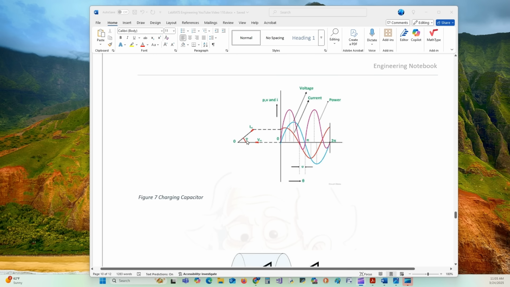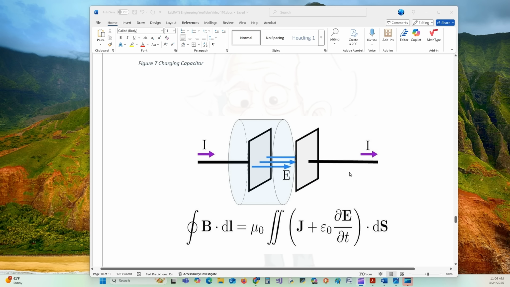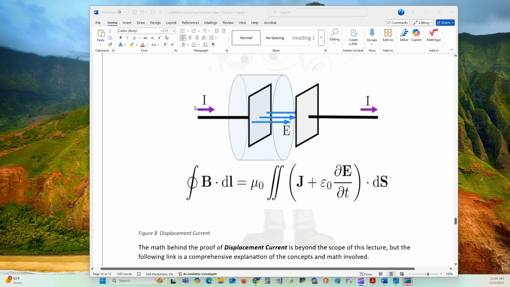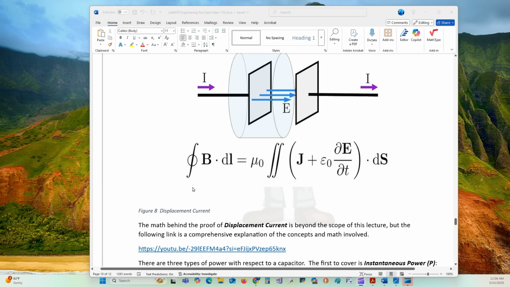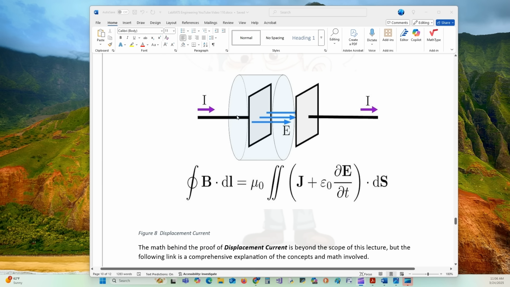As you can see in figure 7, the charging capacitor, the different phases of it, and how that affects the power with respect to the current and voltage. This here is a great illustration of displacement current. You have your current going into one plate of the capacitor, the electric field, the potential being created here between the two plates. Here's the other plate. And as this charges from the effects of this electric field, current flows out this side.